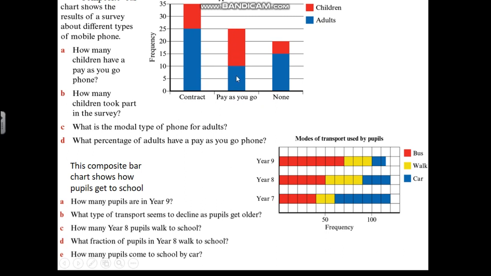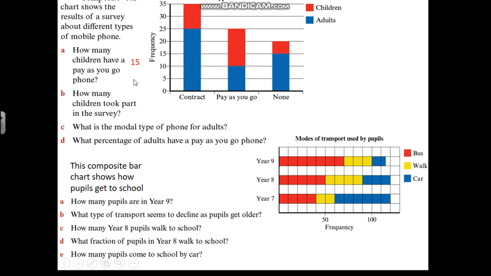Okay, so let's have a look at the questions. It says, how many children have a pay-as-you-go phone? So let's have a look. Pay-as-you-go is that middle bar, but I need to remember which one's blue, which one's red. So if I come over here, I can see children are red. So how many children? Well, we start at 10, we go up to 25, so 25 take off 10 is 15. It must be 15 children.